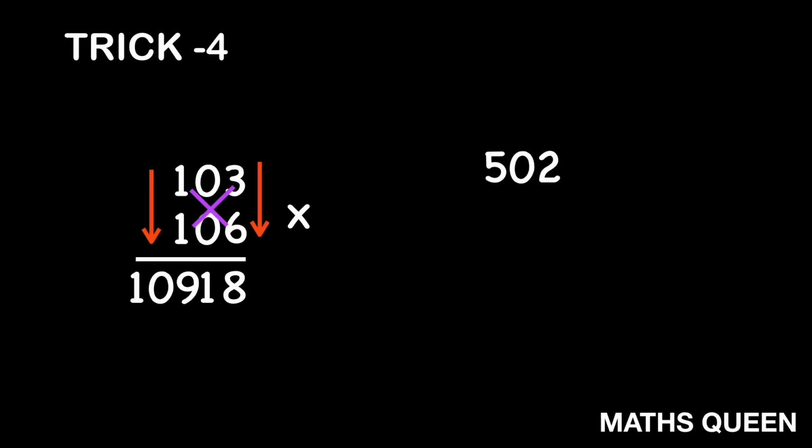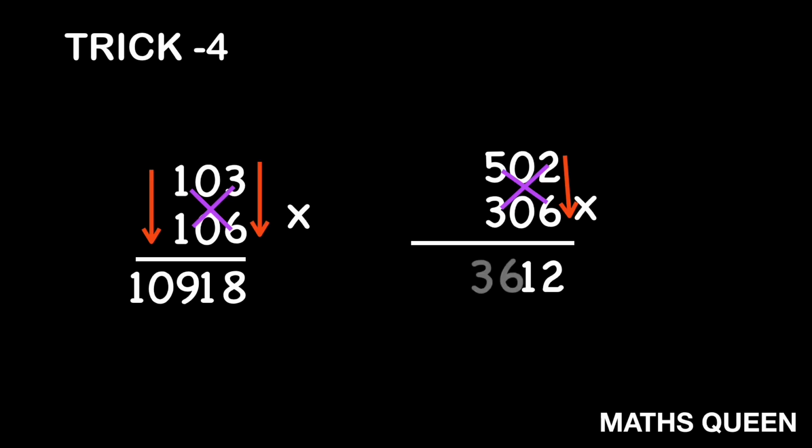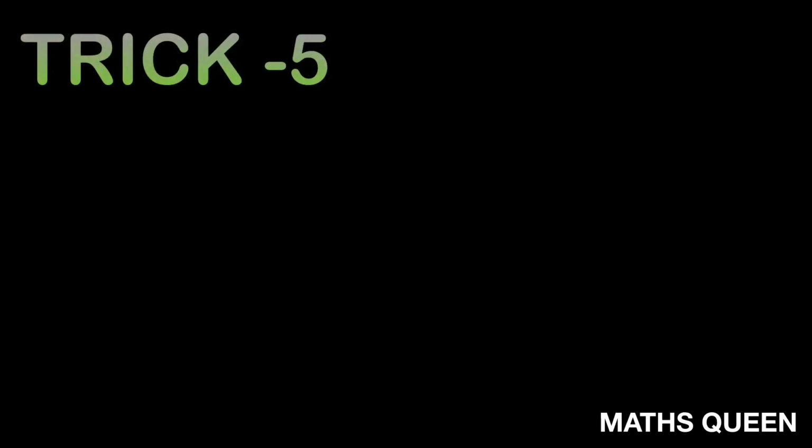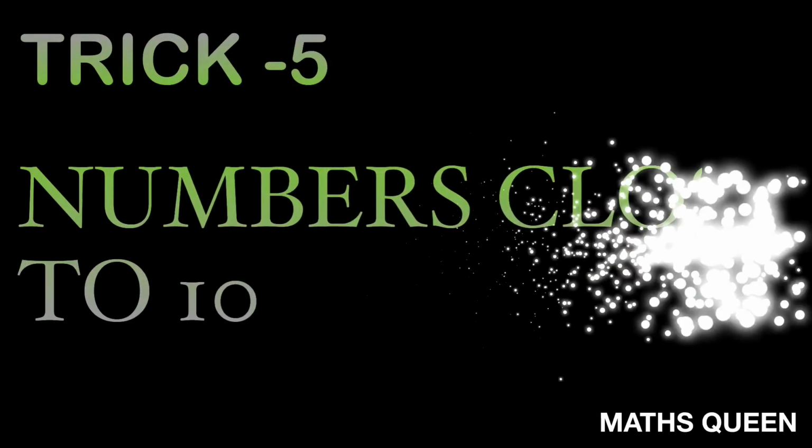Next, 502 into 306. Multiplying 6 into 2, we have 12. Cross multiply and add. 6 into 5 is 30 plus 2 into 3 is 6. 30 plus 6 is 36. Now multiply 5 into 3, we have 15. Answer is 153612.